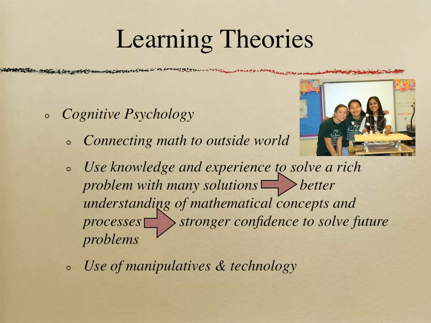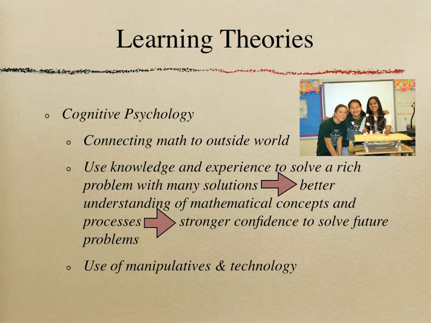So today we use more of the cognitive psychology. We're connecting math to the outside world. It's not just solving 2 + 2 = 4. We're really connecting math to the outside world by using word problems and allowing students to participate hands-on in finding solutions. And these solutions could have more than one answer, as long as they could justify their reasoning.